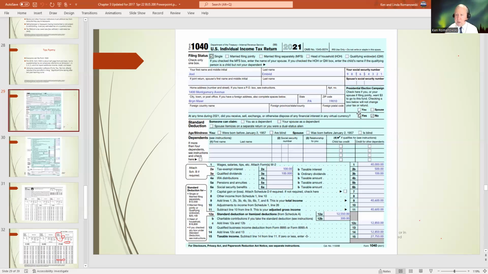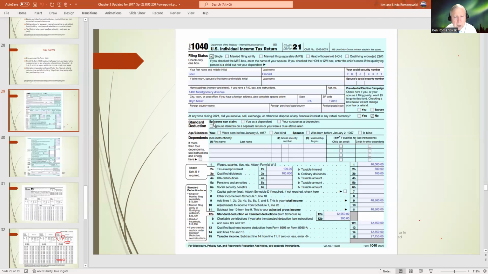So if you sold Bitcoin and bought Ethereum or one of the other ones, that might be a taxable event for you. But in this case, we answered no. So that doesn't trigger any other kind of form that we're going to need to complete. So moving right along then.